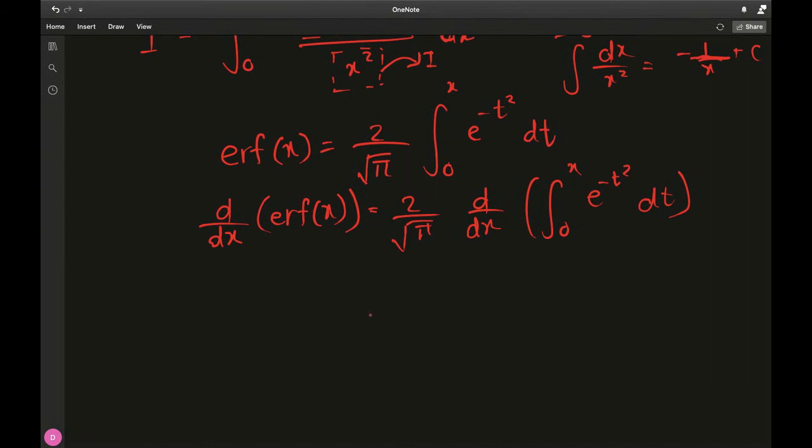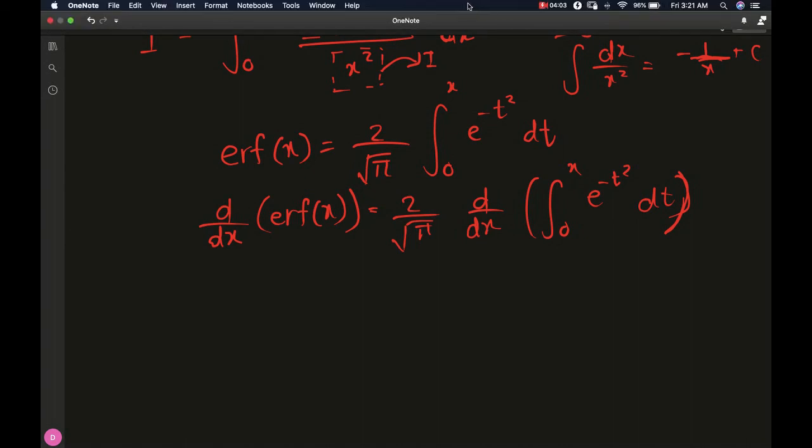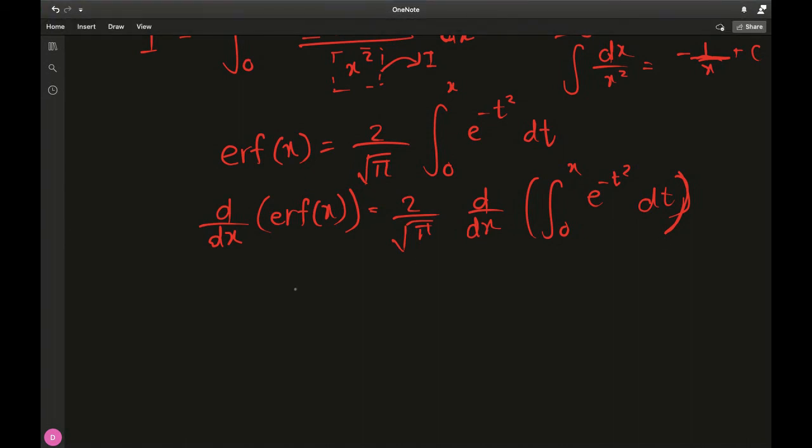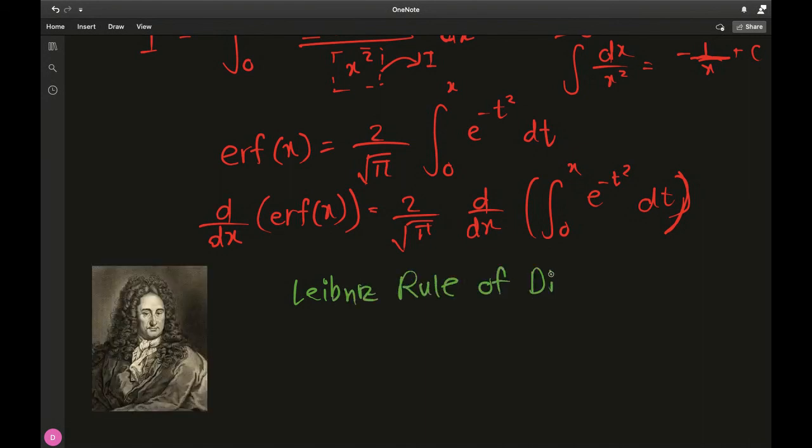And to actually tackle such derivatives of integrals whose upper bounds involve the variable of differentiation, there is actually a rule, and that rule is called the Leibniz rule of differentiating under the integral sign.